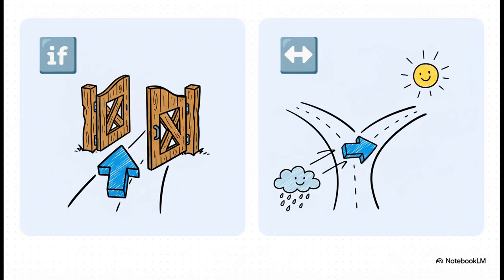Simple. Then you have if-else. This is a literal fork in the road. If the condition is true, you go down the left path. Else, meaning otherwise, you're forced to go down the right path. One of the two has to happen.